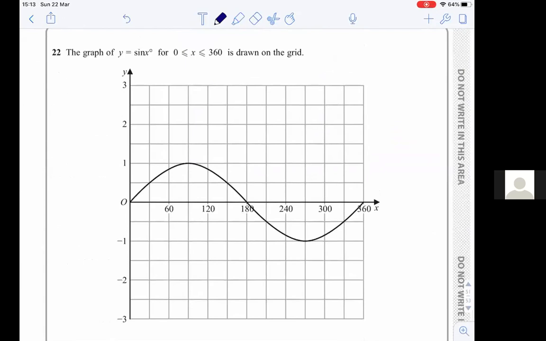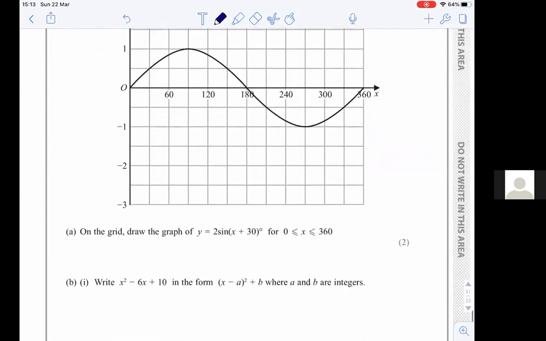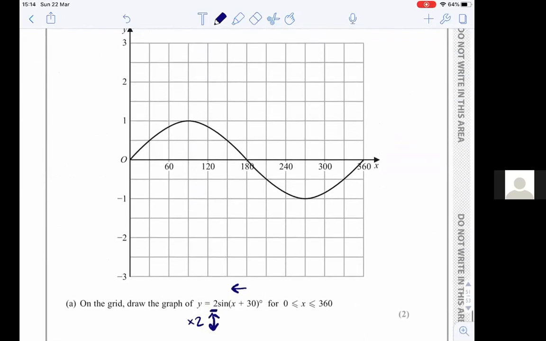Okay, question 22. We've got the graph of sine x here. Now we have two transformations going on. We've got x plus 30, which is a shift to the left. Remember, it's not to the right of 30. And we've got a horizontal stretch of 2. So 1 is going to become 2, but it's also going to shift 30 to the left. 0 is going to stay 0, but shift 30 to the left. Okay, and all of these points are going to stretch.